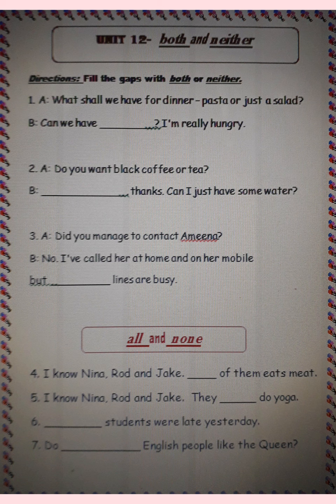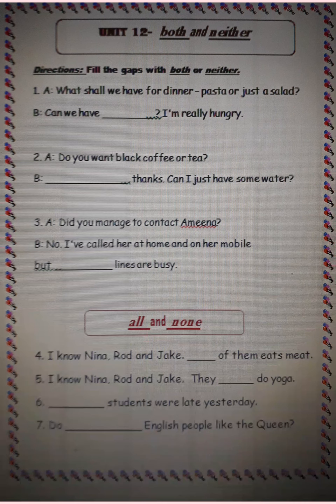Number 3. Did you manage to contact Amina? No, I've called her at home and on her mobile, but both lines are busy. Number 4. I know Nina, Rod, and Jake. None of them eats meat. Number 5. I know Nina, Rod, and Jake. They all do yoga. Number 6. All students were late yesterday. Number 7. Do all English people like the Queen?